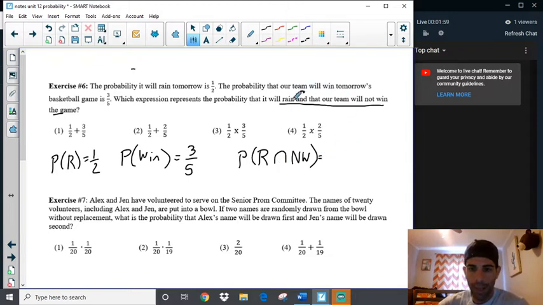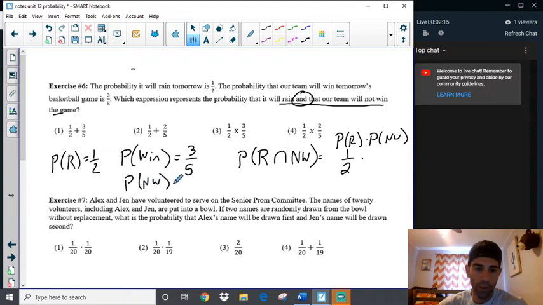Remember, when you're doing AND, you want to multiply. So the probability that it's going to rain times the probability that you're going to not win. The probability of rain is 1/2. And to win, you had 3/5, so the probability of not winning would be 2/5. That comes from if you're going to win 3 out of 5 times, then you're not going to win 2 out of those 5 times. So you're just subtracting 5 minus 3, and that's 2/5. So it's 1/2 times 2/5. And there it is, number 4.